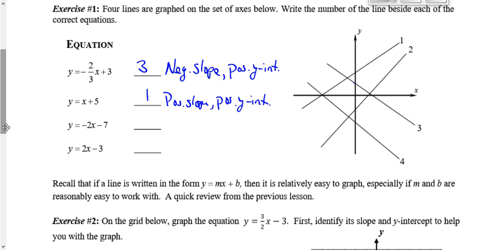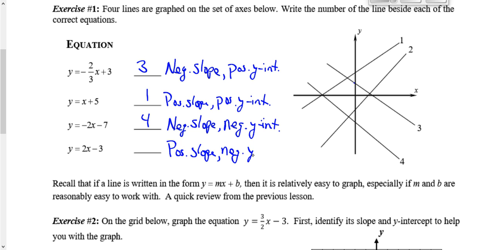Y equals negative 2x. Slope is what? Right. Negative slope. And what about the y-intercept? Negative y-intercept. So yeah, that would be line 4. And this one has a positive slope. Negative y-intercept. And line 2. Yeah. All right, get the idea? Not a lot of information on the graphs, but enough to tell which equation would have made it, okay, compared to the other ones. All right.